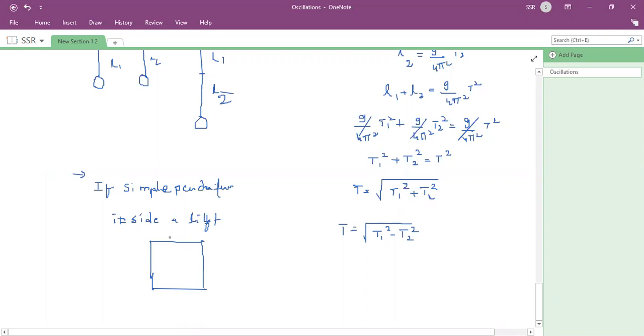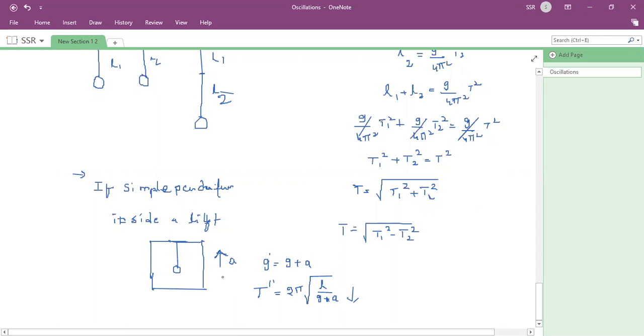This is the lift. The top side is freely suspended like this. The lift is accelerating with acceleration A upwards. That is the new time period. The g dash will become g plus a. Then time period T dash is equal to 2 pi root L by g plus a. Then what happened? Time period decreasing or increasing? Decreasing. Very good.